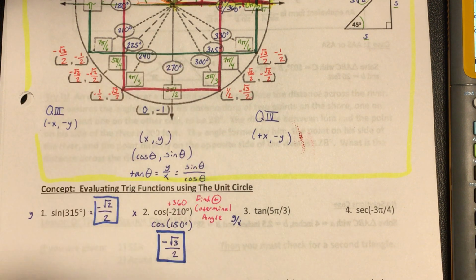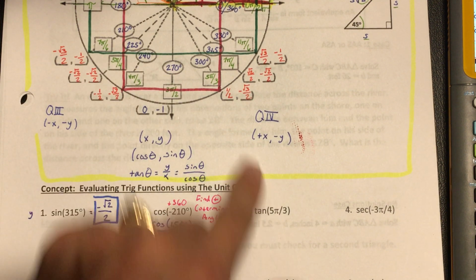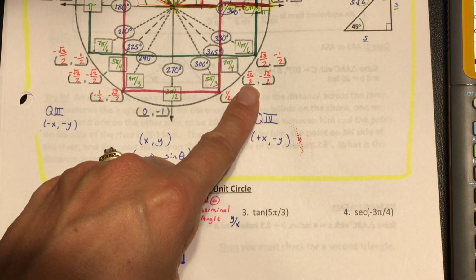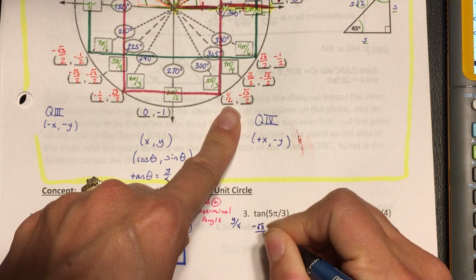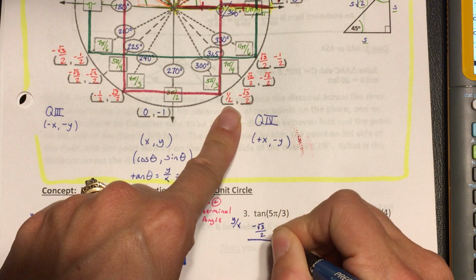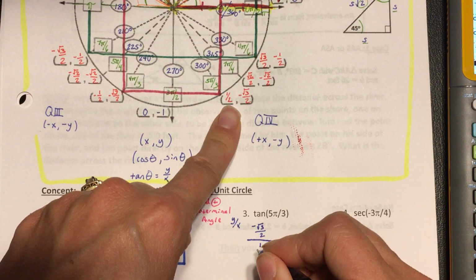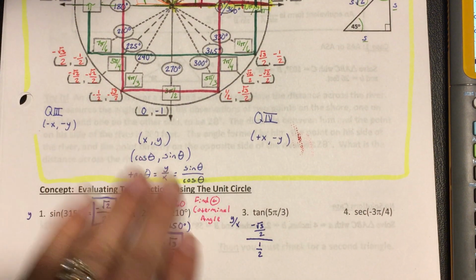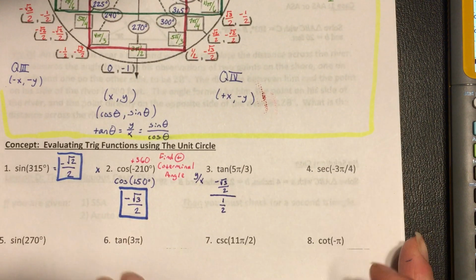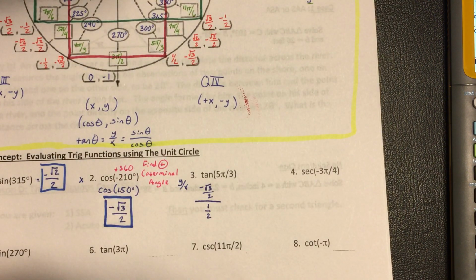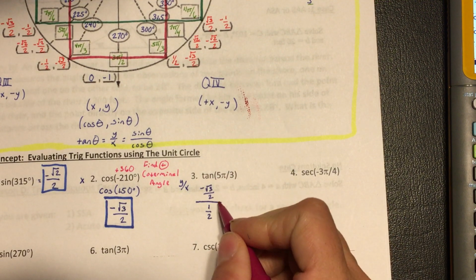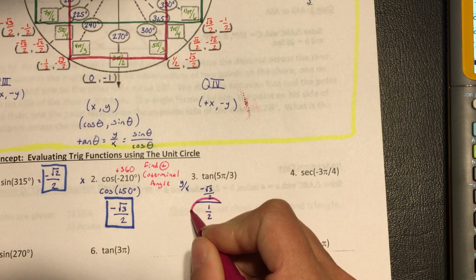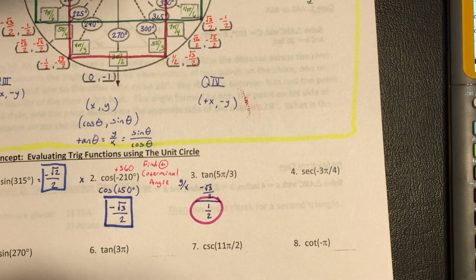So if I have 5 pi over 3, then the y value of that angle would be negative rad 3 over 2, and then divided by the x value of 1/2. Now that looks absolutely terrible because we've got a double fraction. So how do we resolve a double fraction? We resolve it by taking the fraction we're dividing by, which is the 1/2.